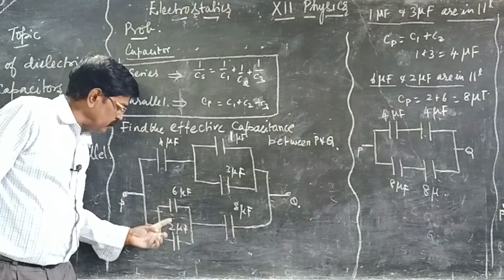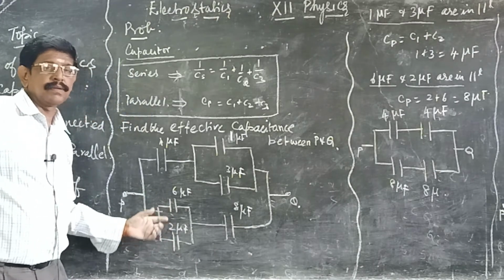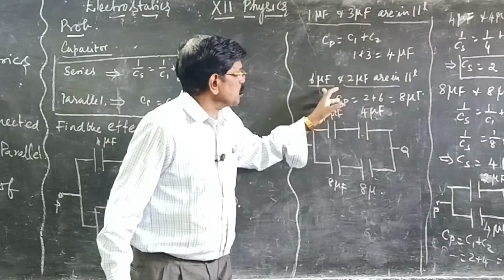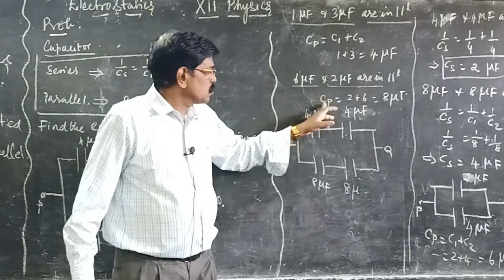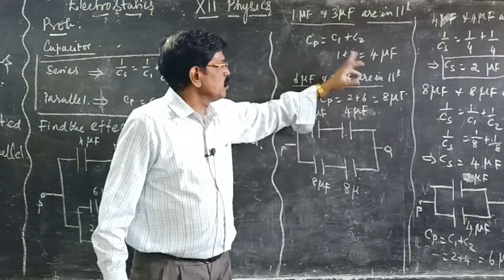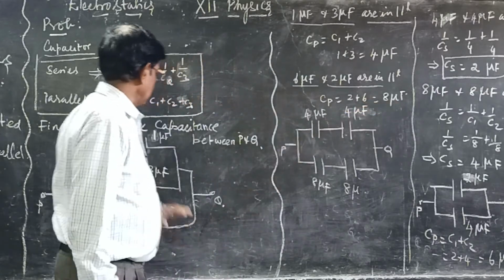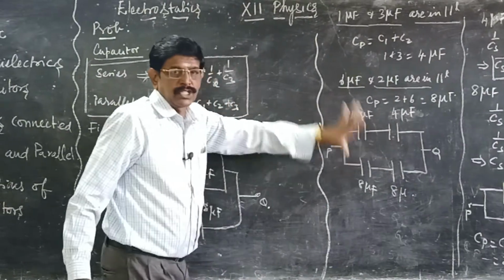Say 6 microfarad and 2 microfarad. They are also in the parallel combination, because corresponding plates are connected directly. So the 6 microfarad and 2 microfarad are in parallel. So what is the formula? Cp equal to C1 plus C2, that is 2 plus 6, 8 microfarad. Now this formula is simplified now like this.